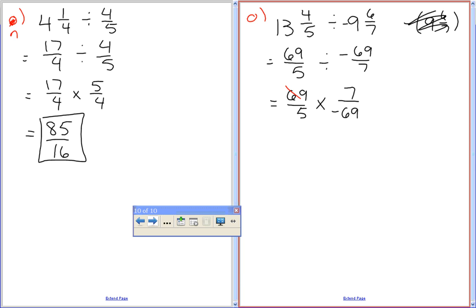Now, if you want to, you can leave those and multiply it out, and you'll have a huge number and have to divide everything by 69 at the end. But nobody knows that times table, right? So what's my final answer here then? Somebody be brave. Yes. Negative 7 over 5. Wonderful. And if you can't see that, I can write it like this, which is negative 7 over 5.